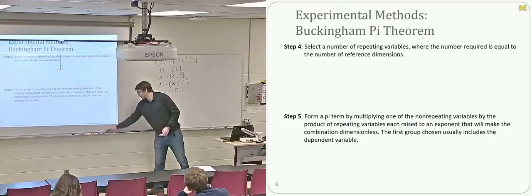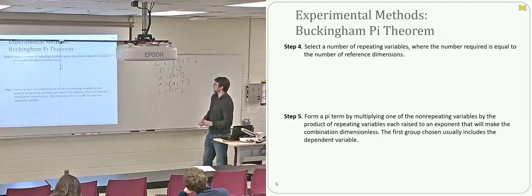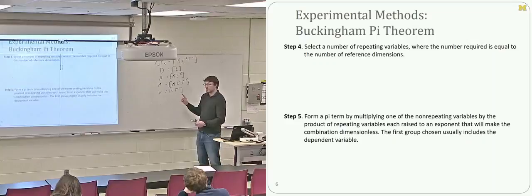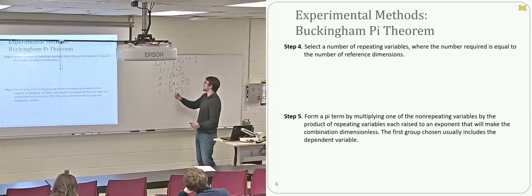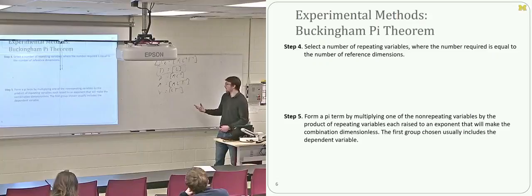So for this case, one repeating variable might be, it usually makes sense to pick ones that are simple, right? Ones that involve the fewest dimensions first, because those are the easiest to keep independent. So let's go ahead and pick diameter here as one. So we've got length. We need something that has mass, and we need something that has time, and they need to be independent from one another.